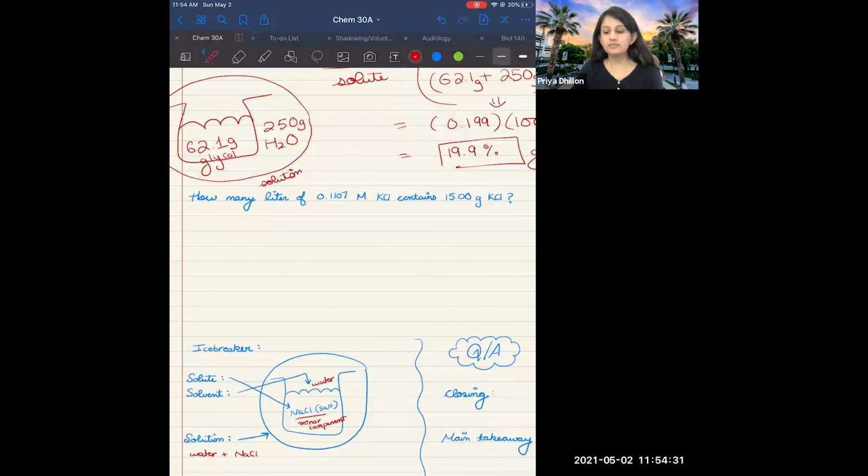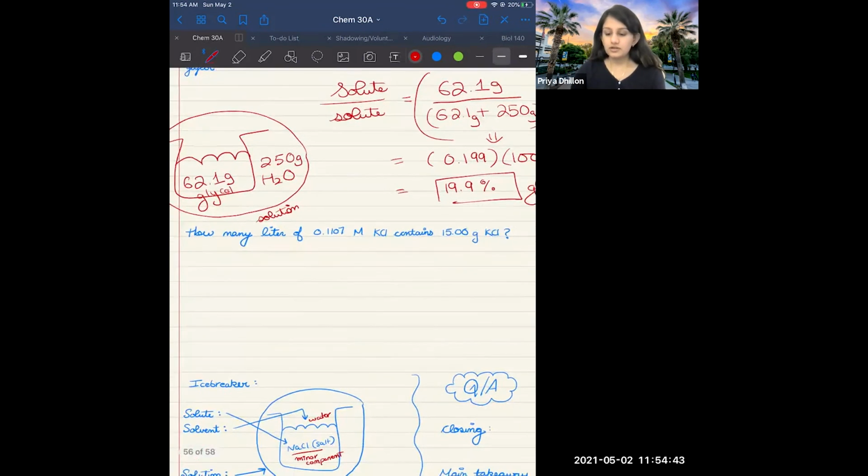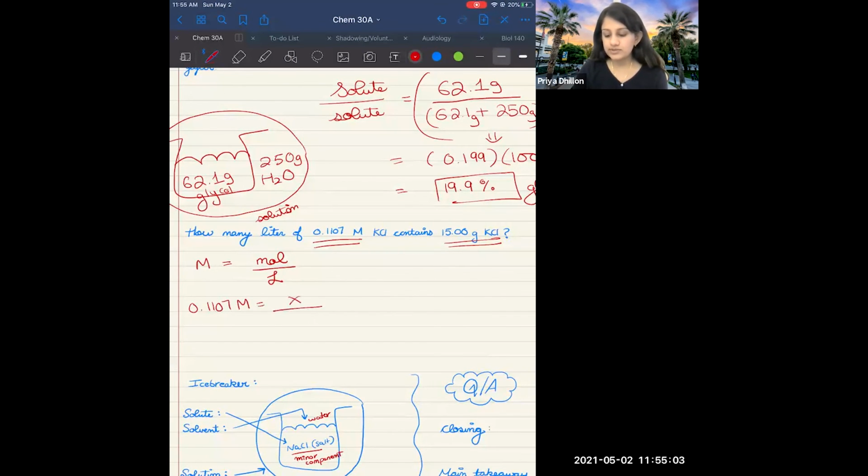Basically, for this problem, it's pretty easy. For this, you just look at the formula. Molarity is moles over liters. Here they have given us the molarity and the grams, and we want to look for the volume. So molarity is moles over liters. We have the molarity. We don't know the moles. We don't know the liters.